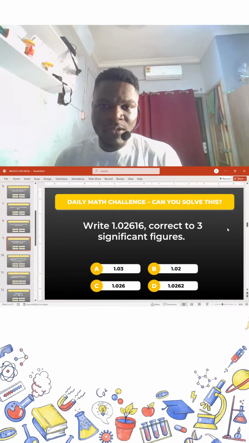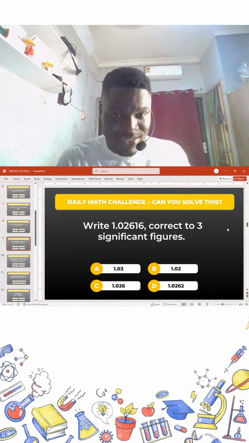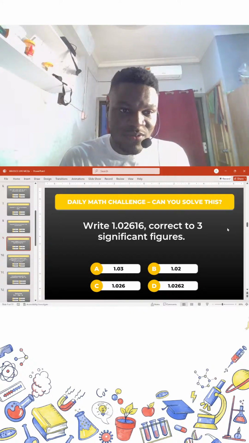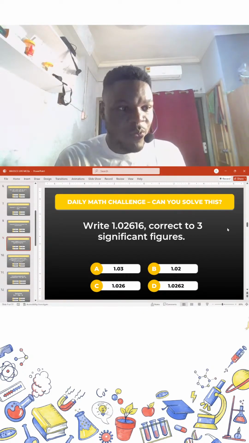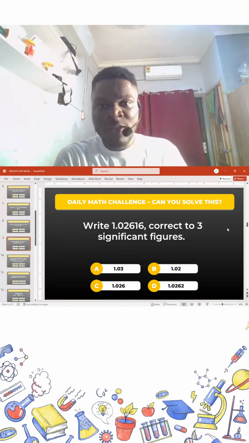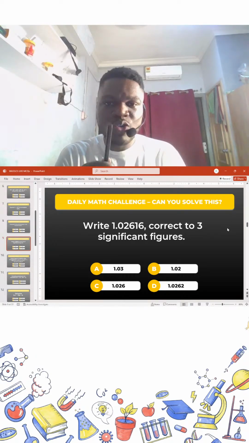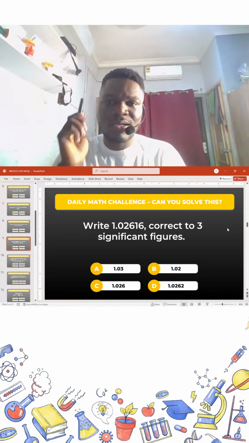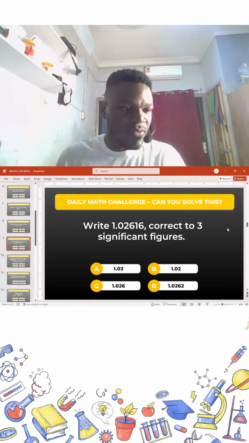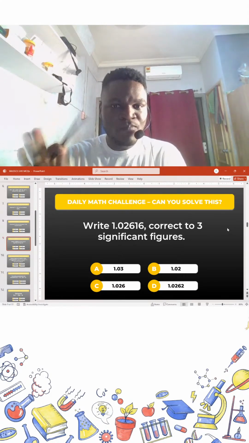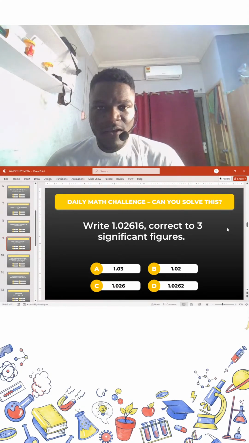All right, so we move on. This is another question. I did say one last question before we move on, but let's just quickly wrap up with this before we go for the water break. Are we okay? So we are to write 1.02616 correct to 3 significant figures. We have to write that expression correct to 3 significant figures.